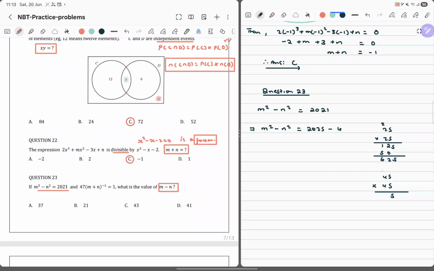So this is 5. We carry the 2. 5 times 4, that's 20 plus 2. So this is 22. 4 times 5 is 20. Carry the 2. 4 times 4 is 16 plus 2, that's 18.